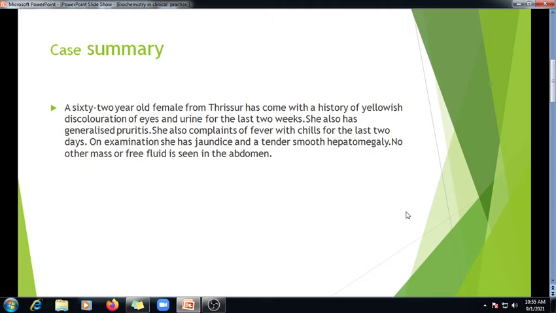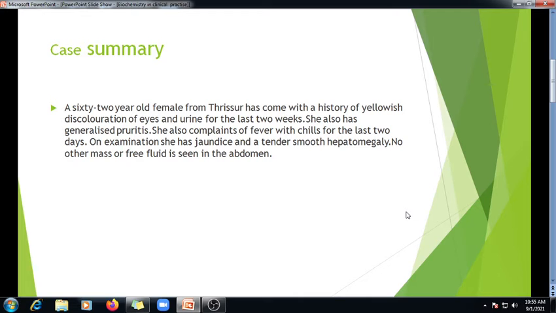It's a 62-year-old female from Thrissur who has come with a history of a yellowish discoloration of the eyes and urine for the last 2 weeks. She also has generalized pruritus, which is itching, generalized itching. She also complains of fever with chills, but this is there only for the last 2 days. On examination, she has jaundice and a tender, smooth hepatomegaly. There are no other masses or free fluid in the abdomen.